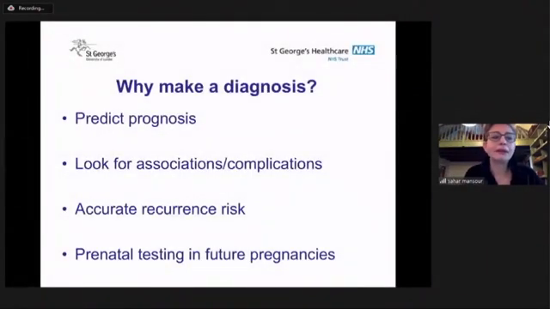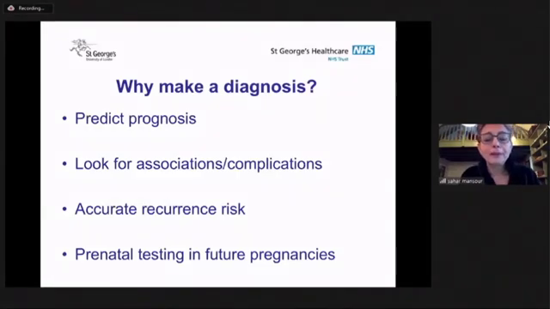Why bother? Do you really need to know exactly what the diagnosis is? Well, I think you do, because it helps you to predict prognosis, and I'll give you a few examples in this talk. It helps you to look for associations and complications. Will they have intellectual disability? Will they get orthopedic problems? Some of these conditions are associated with hearing loss or visual problems.